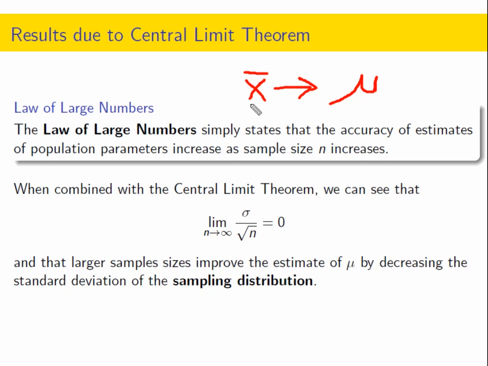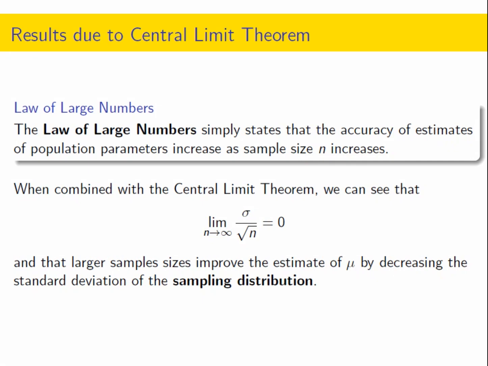X bar is the sample of data that we collect, but the idea is to use the sample mean to estimate the population mean. And the law of large numbers says those estimates become much more precise as the sample size increases, which makes sense because of this square root of n term in the denominator. The standard deviation is going to 0 as n goes to infinity. So the law of large numbers says that our estimates get better as our sample size increases.